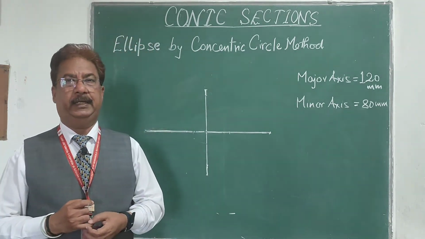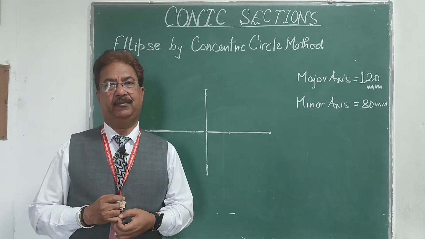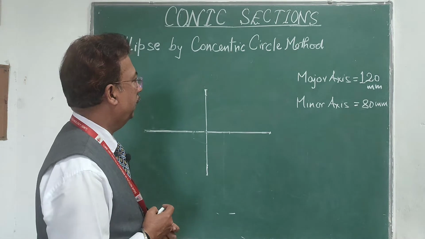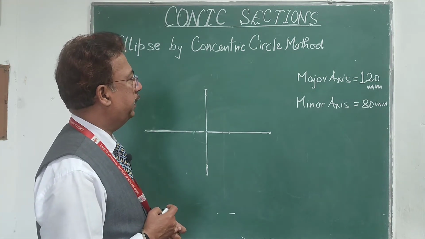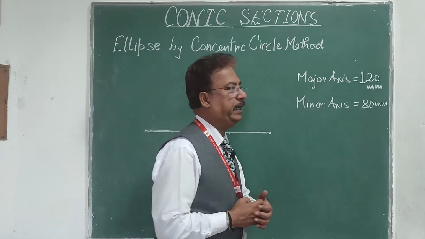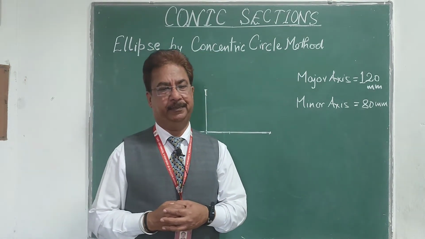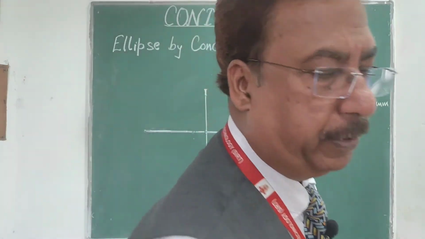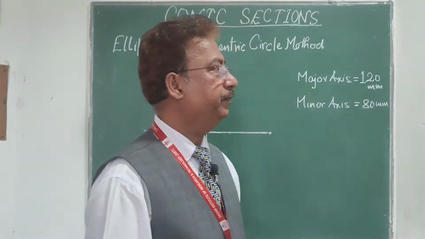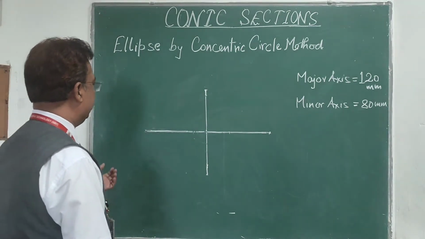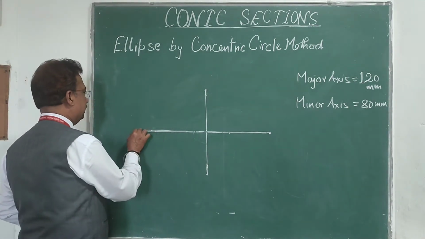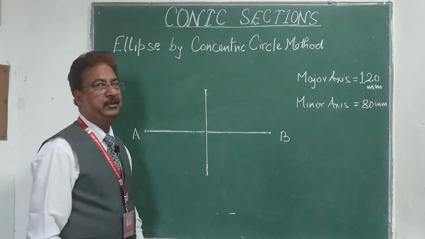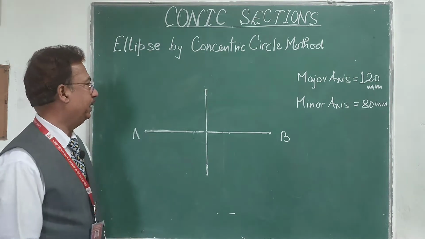For drawing an ellipse, you know that the basic requirement will be the major axis and the minor axis of the ellipse. So I am supposing that I want to draw an ellipse with major axis 120 mm and minor axis 80 mm. As you know, major and minor are the two axes which perpendicularly bisect each other. So we should start with the major axis. Initially I have drawn this line, capital AB, that is 120 mm, and that will represent the major axis of the ellipse.